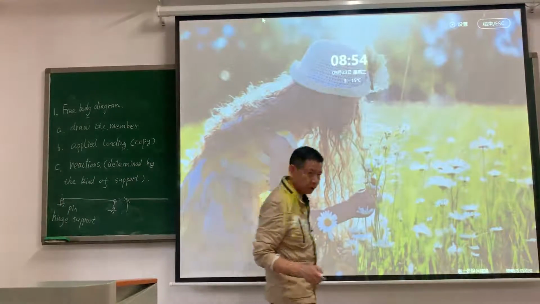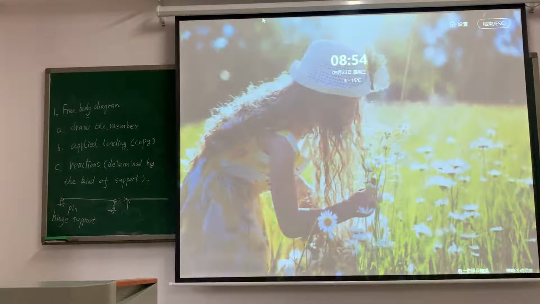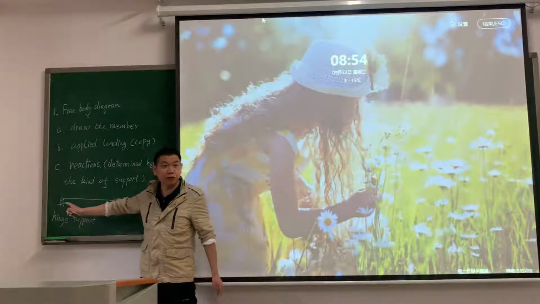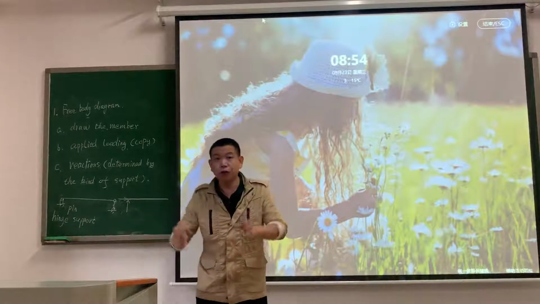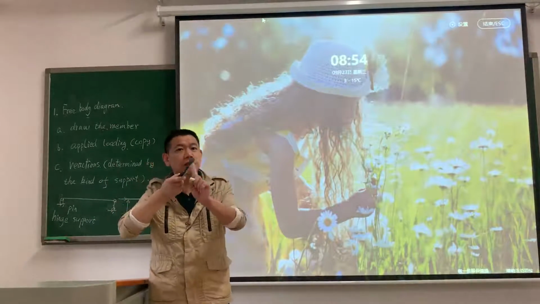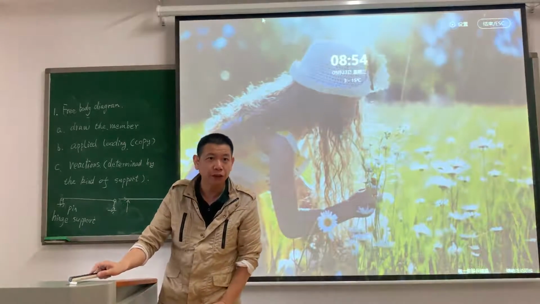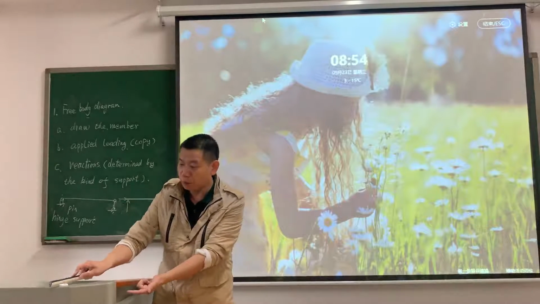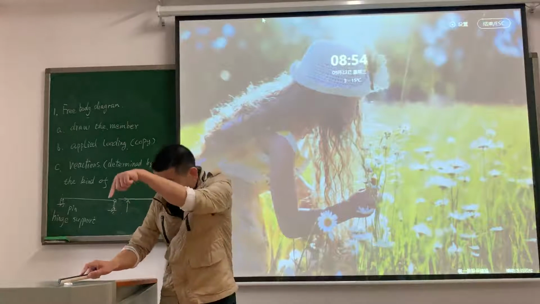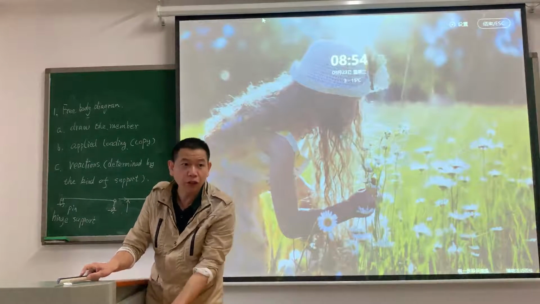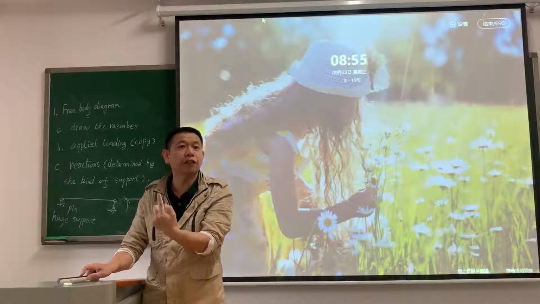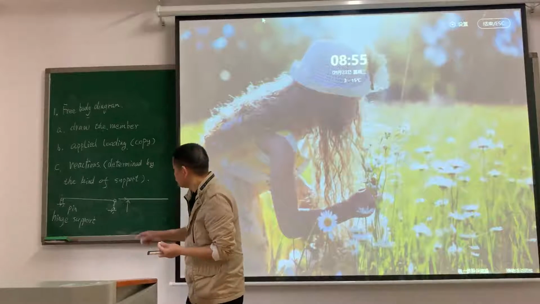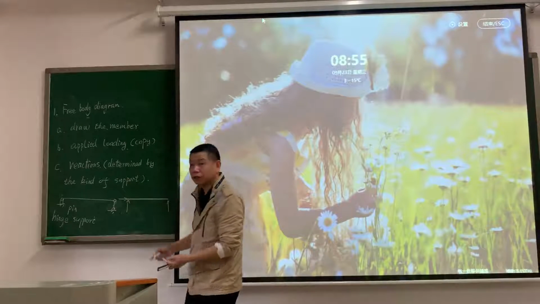Physically, how can you know that this is a pin or this is a roller? The figure is different. The figure is like this. For a roller, suppose this is a pin. We put it on the table. The pin can move horizontally. Yes or no? But can't move down. Why? Because the table exerts the force vertically on the pin. So there is just one force.